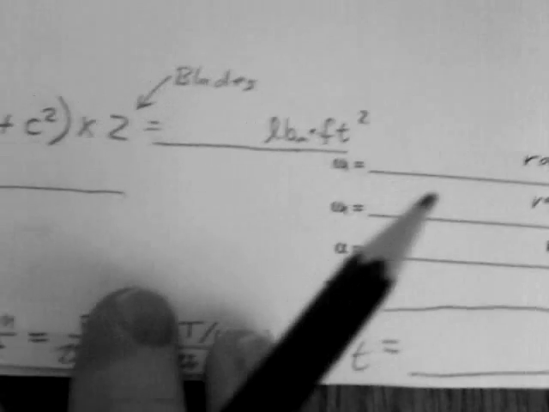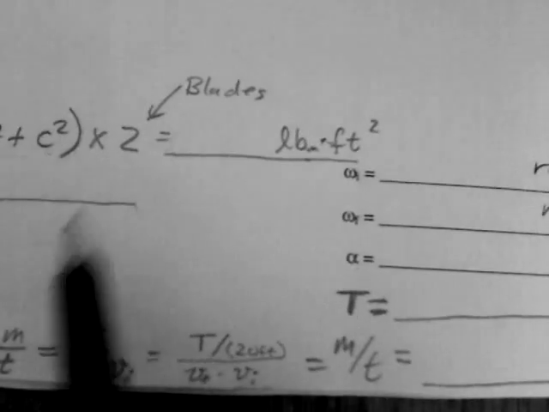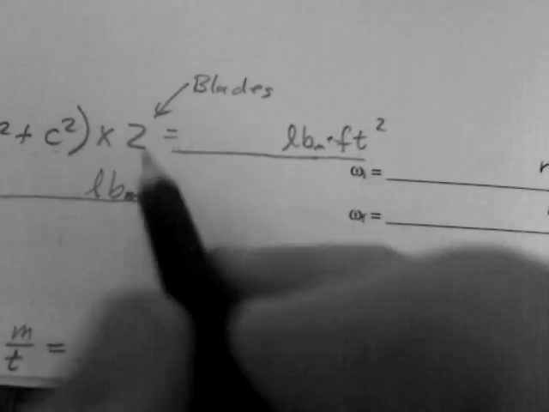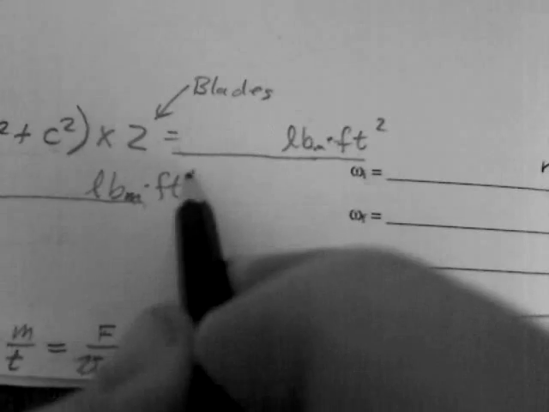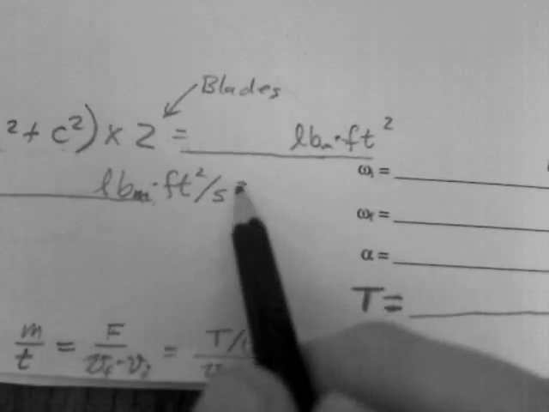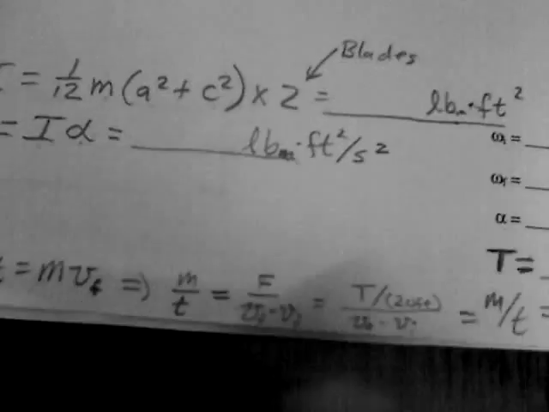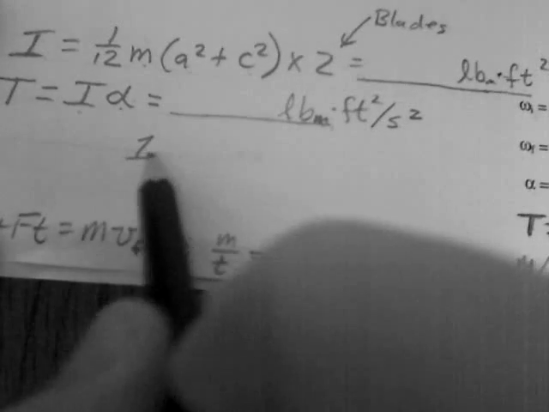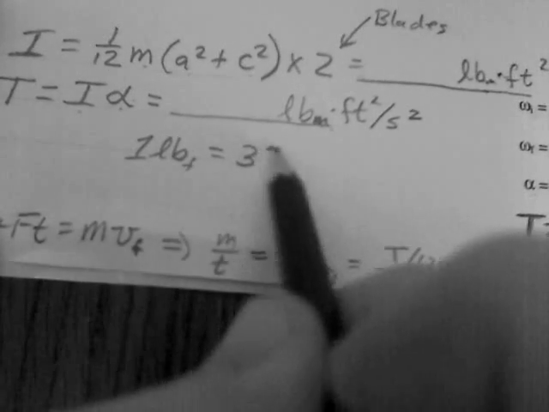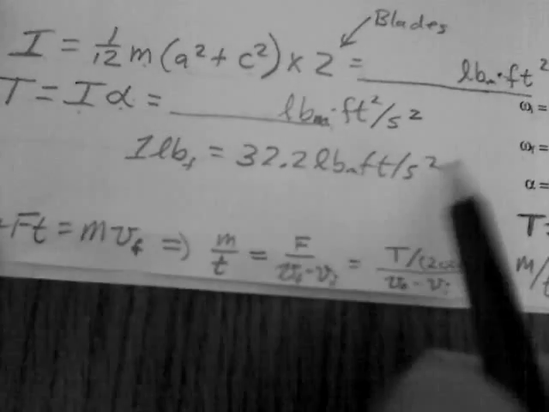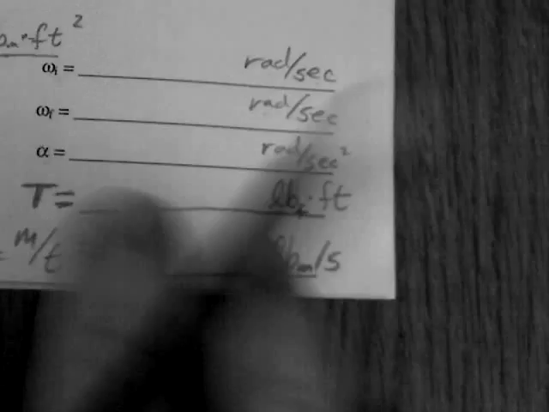And I think the units will come out to be pound masses times feet squared, and then you'll get the radians per second square, so it'll just be per second square. Now what you'll have to do is use a conversion factor, and that conversion factor you'll probably remember is 1 pound force is equal to 32.2 pound masses feet per second square. Use that conversion factor to get torque in the units that they request, which is a foot-pound.